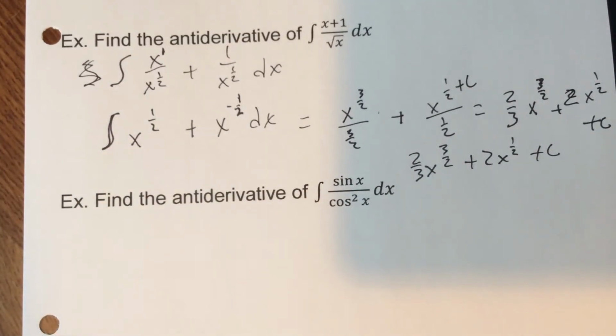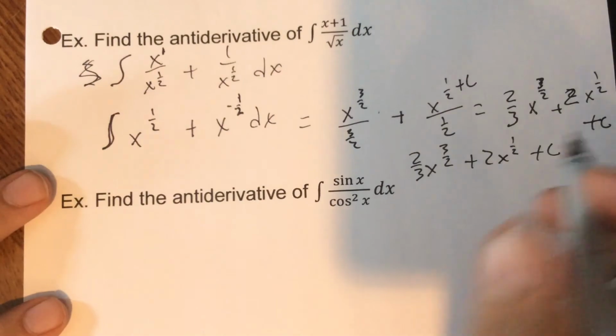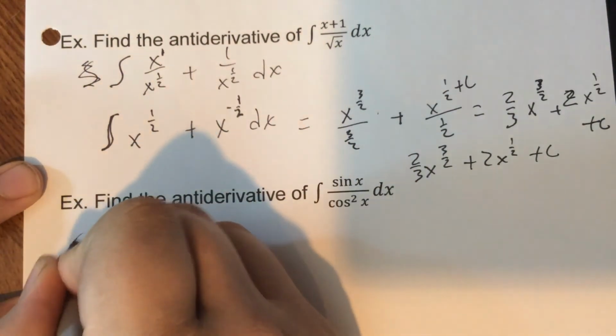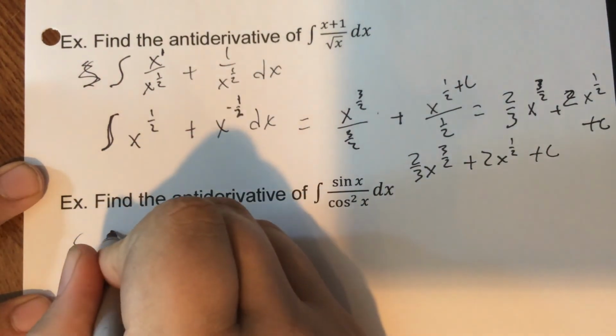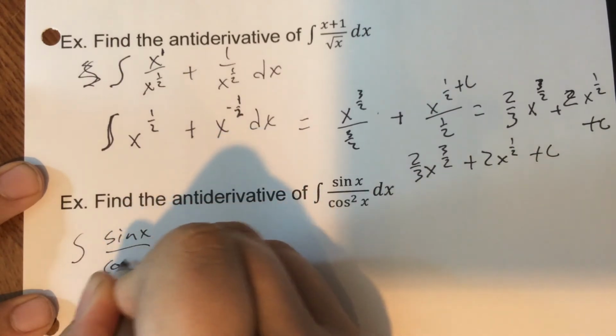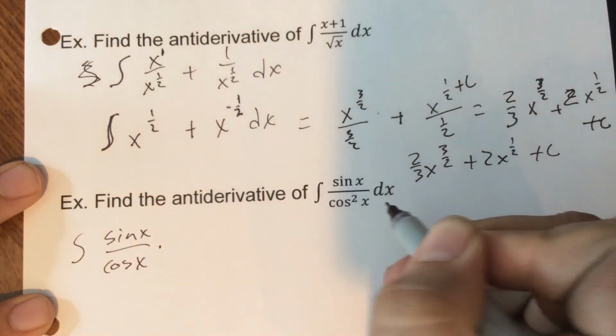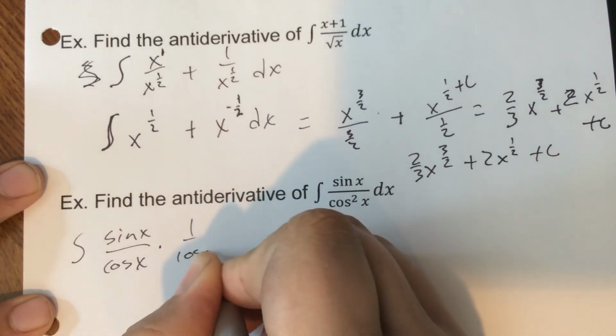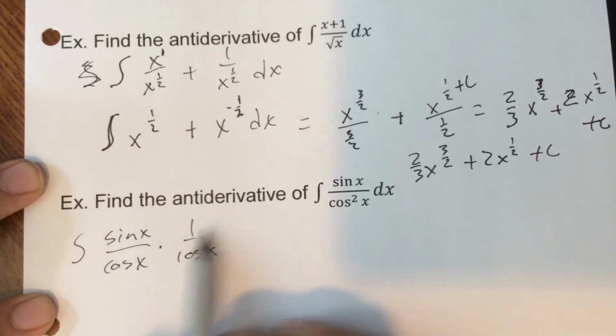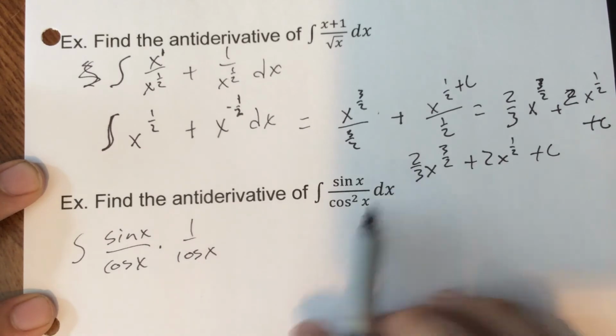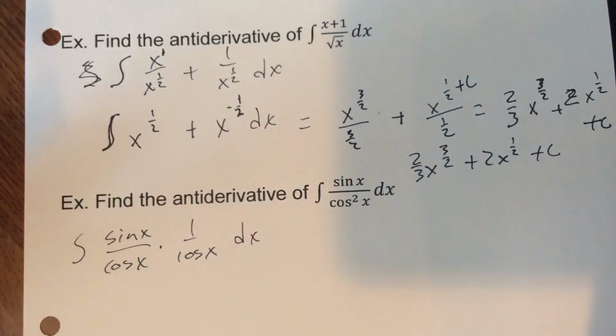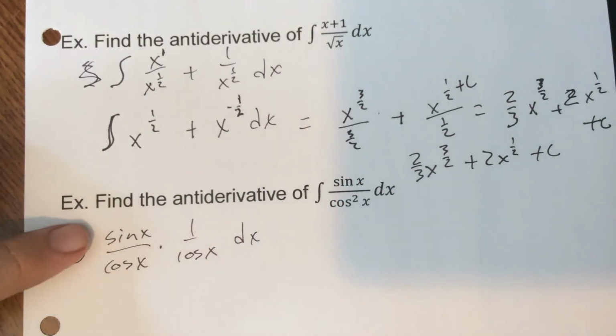As far as trig functions go, again, here, this doesn't necessarily match up with anything. So we got to do some manipulation. So what I'm going to do is split this up into a couple of different factors. So the integral of sine x over cosine x times 1 over cosine x, because sine times 1 would be sine, or cosine, cosine squared. So what that allows me to do is sine over cosine.